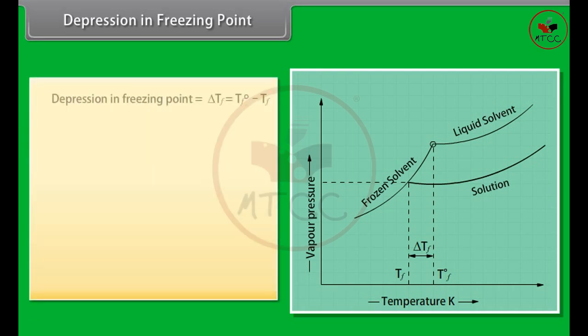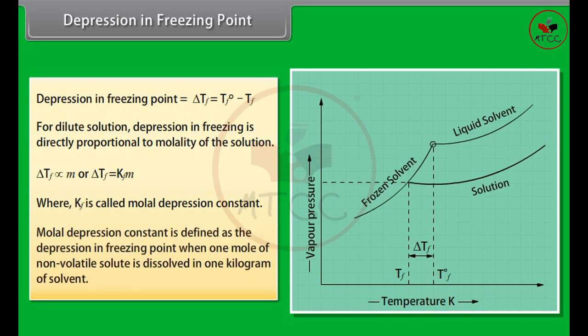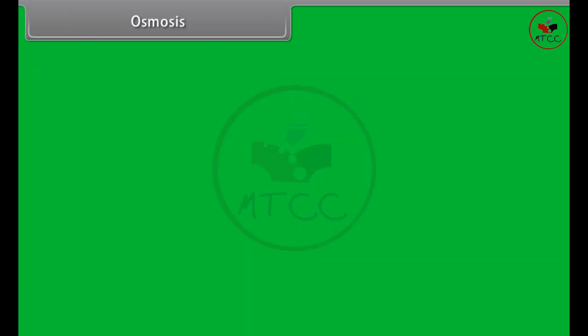Depression in freezing point is denoted by delta Tf, which is equal to Tf naught minus Tf. For dilute solution, depression in freezing point is directly proportional to molality of the solution. Kf is called molar depression constant. Molar depression constant is defined as the depression in freezing point when 1 mole of non-volatile solute is dissolved in 1 kilogram of solvent.